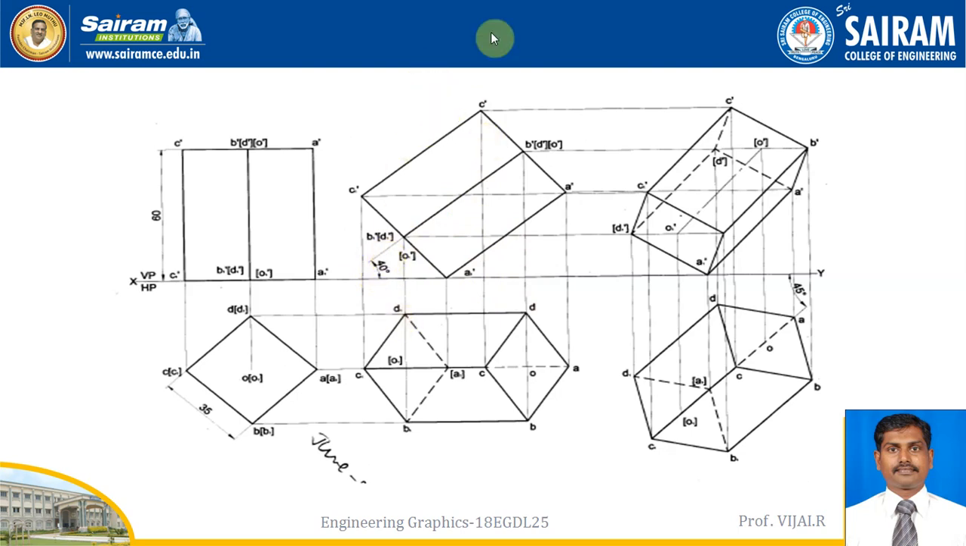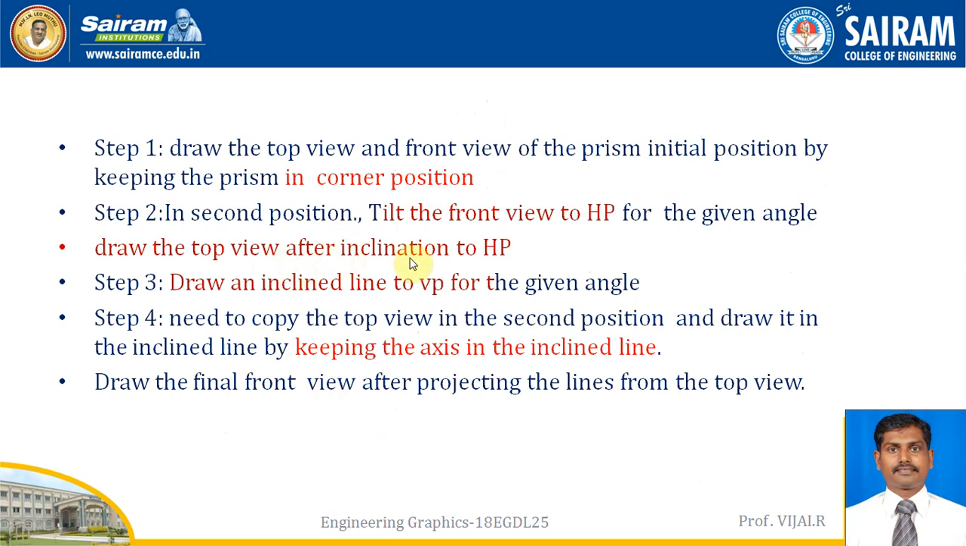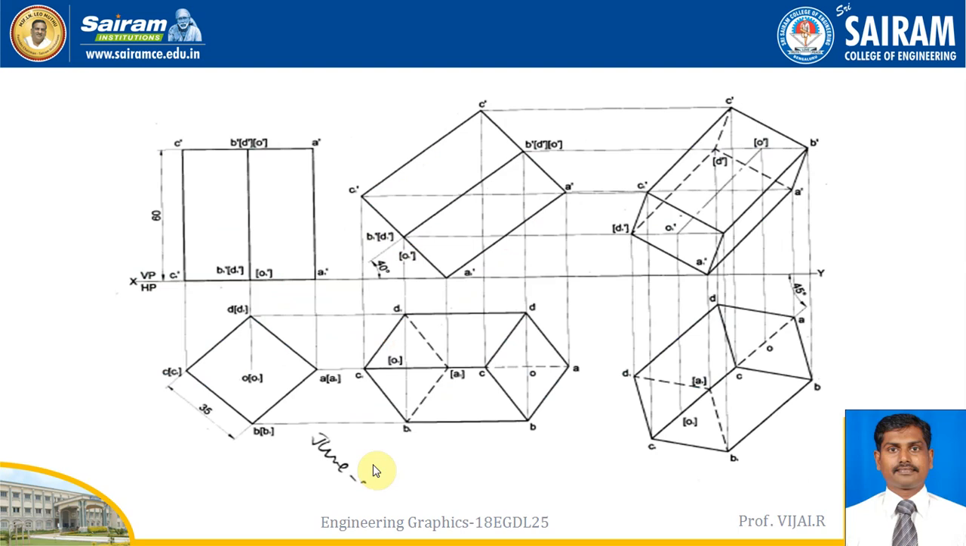Like the top view, we can see the top face and we cannot see the bottom face, so it is hidden, and here it is visible. So join all the edges, visible edges for the top face, and hidden for the bottom face. So this is the second position. Tilt the front view to the HP, draw the top view of the inclination. Draw an inclined line to VP. After completion of this, we get the axis, this top view and everything.